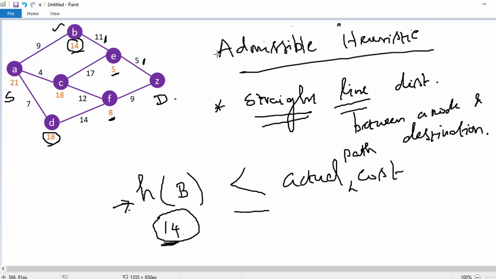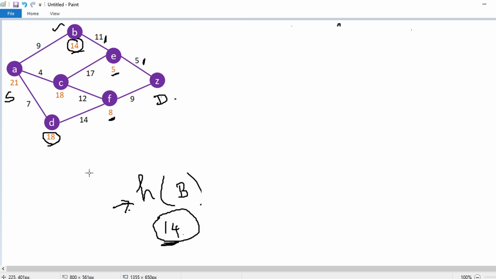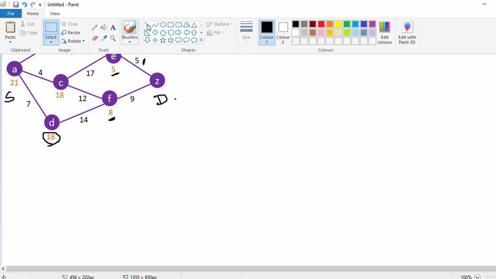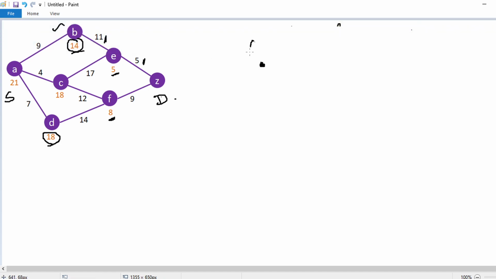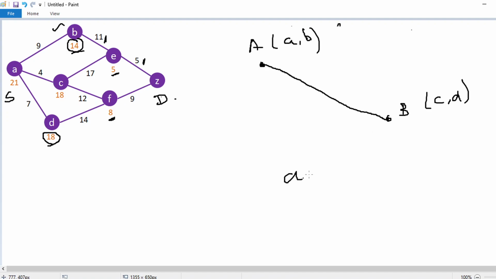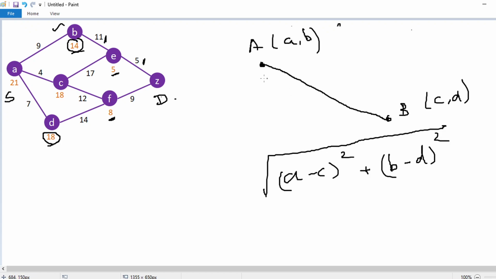So the proof says if you have a straight line distance between 2 points, so for example I have 2 points, point A and point B. These coordinates are a comma b, and B's coordinates are c comma d. So what is the straight line distance between these two? We take the difference a minus c, square it, plus b minus d squared, and the square root. So it's just application of Pythagoras. Here we just find this one and this one and we do that. So this is the distance. This distance can be found out easily.